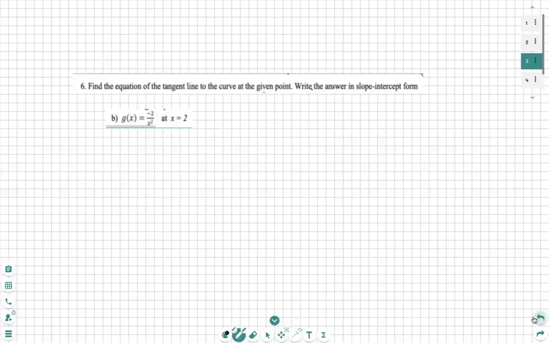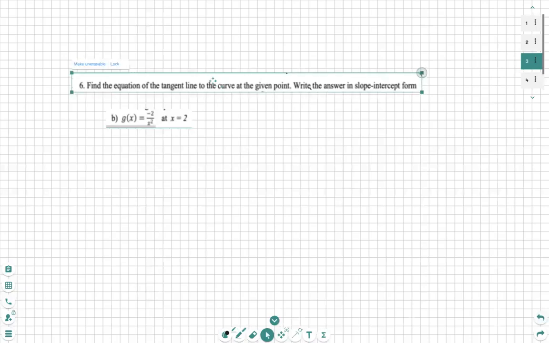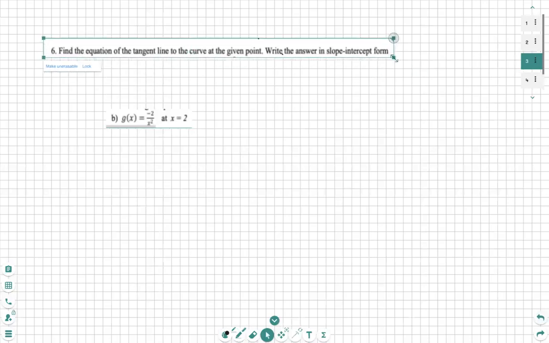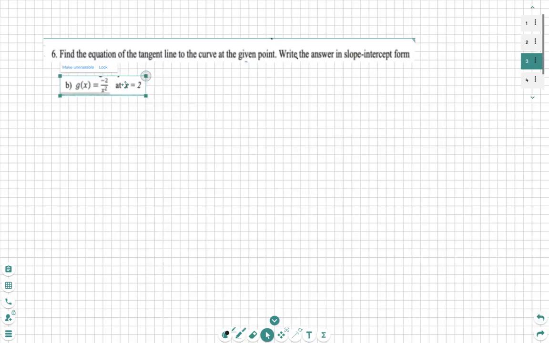Hello, in this video, we're going to go over how to find the equation of a line tangent to the curve at the given point and write it in slope-intercept form. We are going to do it for this function at that point of x. So the first thing we're going to need is a point, an x1 and a y1.